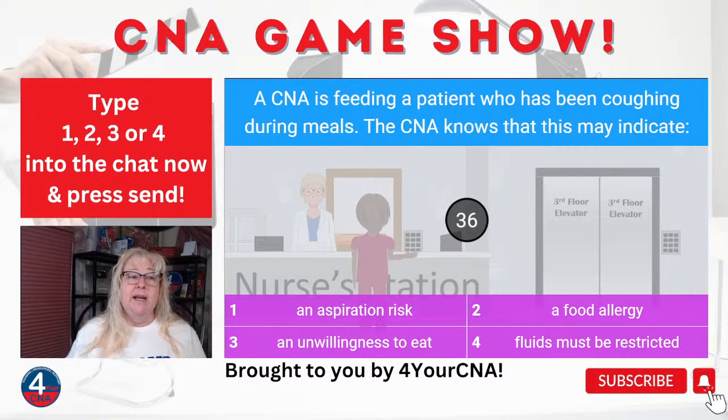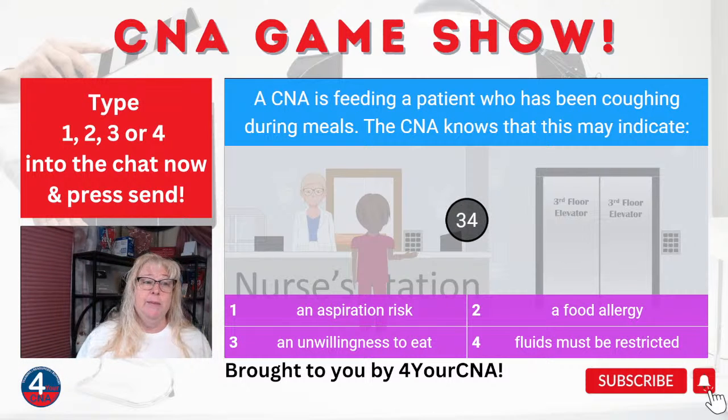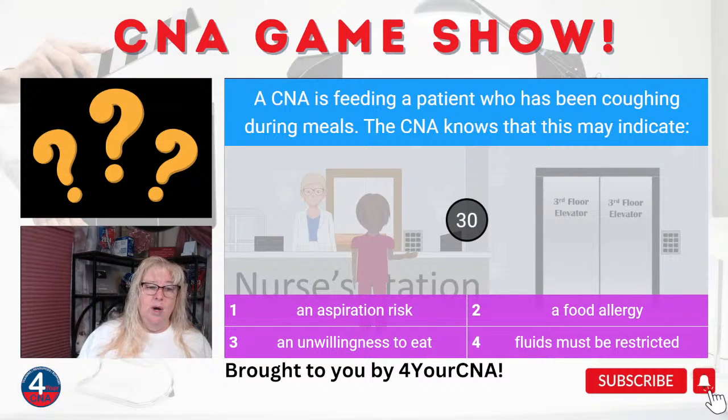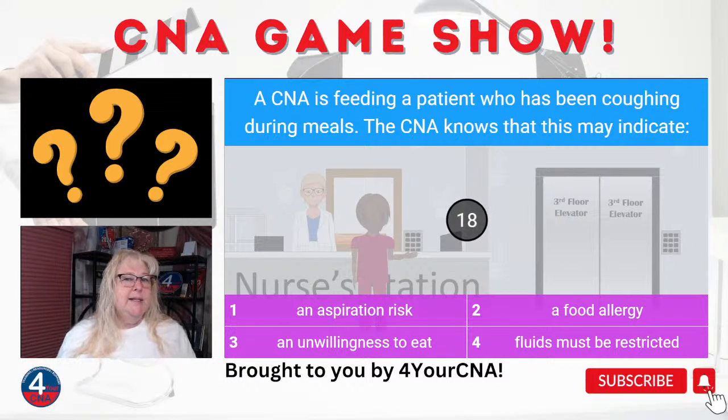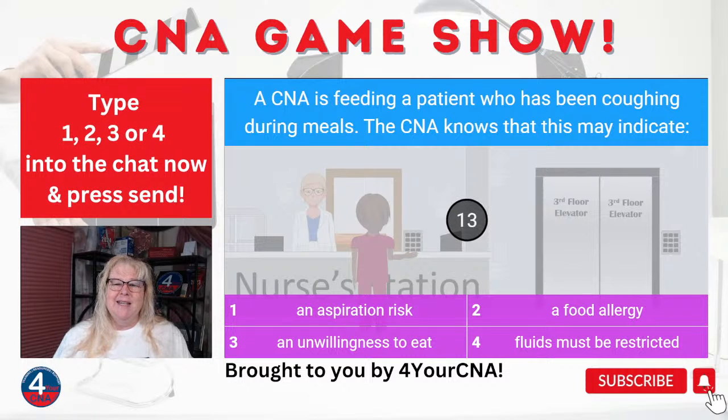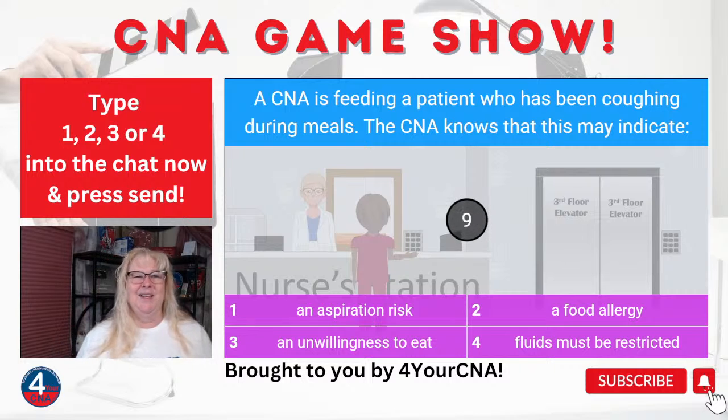So a CNA is feeding a patient who has been coughing during meals. The CNA knows that this may indicate 1, an aspiration risk, 2, a food allergy, 3, an unwillingness to eat, or 4, fluids must be restricted. Yeah, this is a little bit tougher type of question. You got about 15 seconds left. Go ahead and lock in your final answer.